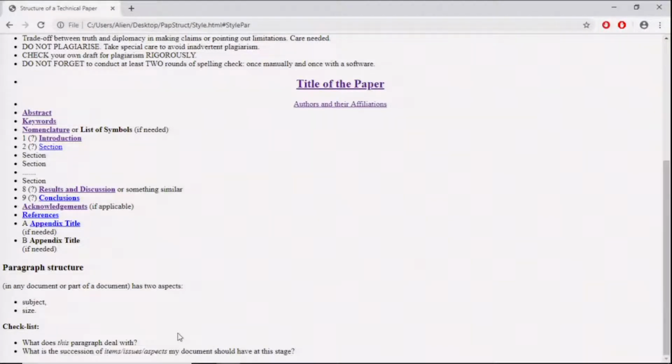So, you ask, this is a checklist. What does this paragraph deal with? And when you answer these properly for every paragraph, then the next thing that you should ask is, what is the succession of items, issues, aspects my document should have at this stage. So, if that succession of issues is appearing in the theme titles paragraph by paragraph, then your paragraph structuring is all right. Okay. So, this is the introduction, and after introduction the other sections start appearing.